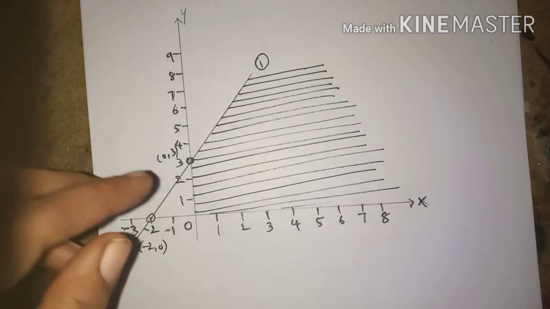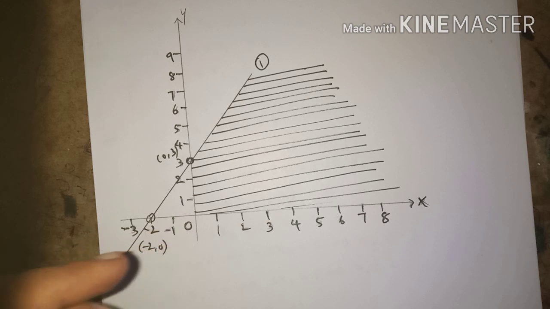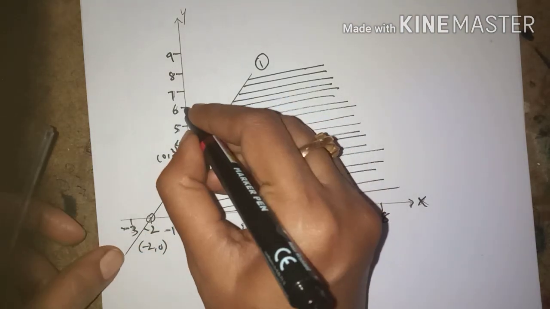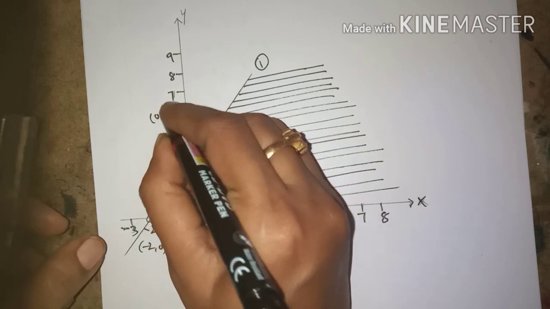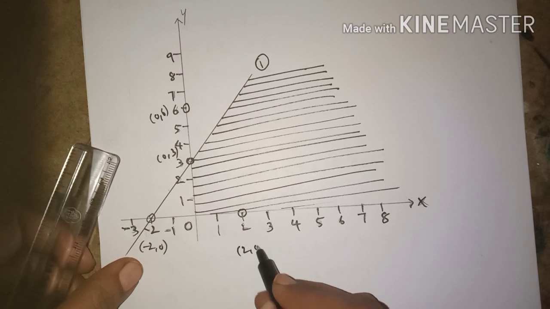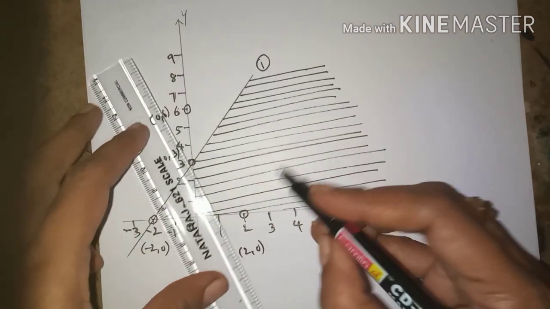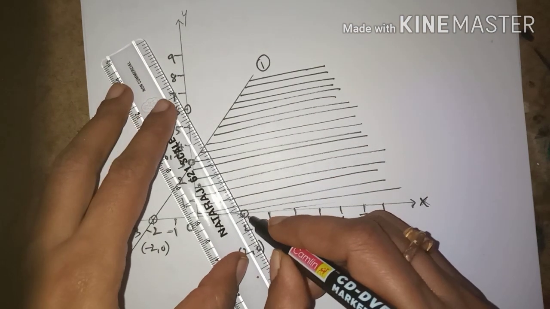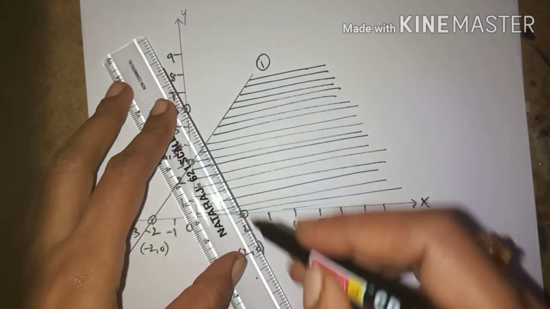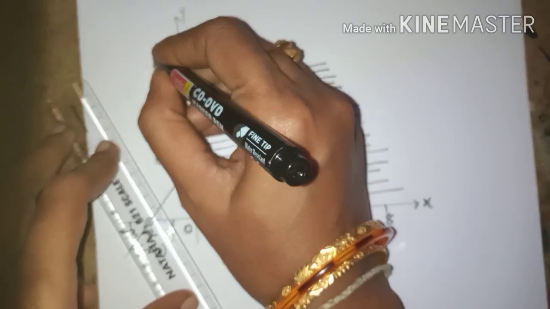Now the second points are (0, 6) and (2, 0). (0, 6) is here, and another one is (2, 0). Join the 2 points. This is the second line.